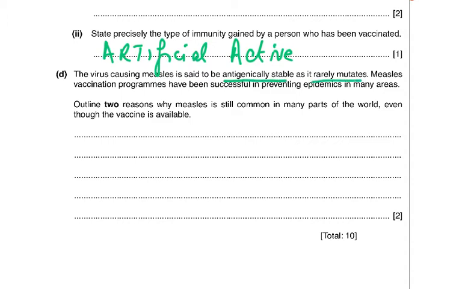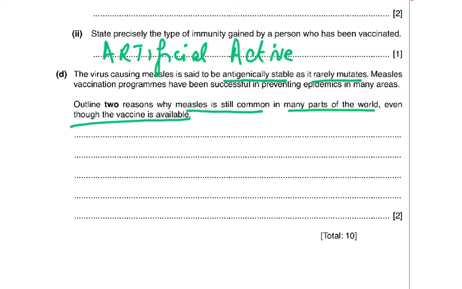The virus causing measles is said to be antigenically stable as it rarely mutates. Rarely means hardly ever; it is something that almost never happens, once in a blue moon. Measles vaccination programs have been successful in preventing epidemics in many areas. Outline 2 reasons why measles is still common in many parts of the world, even though the vaccine is available.